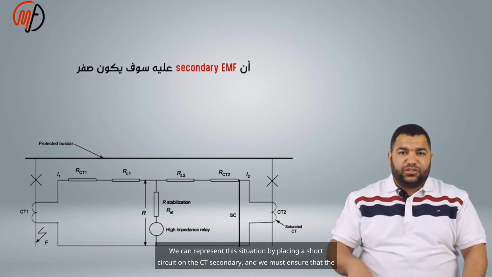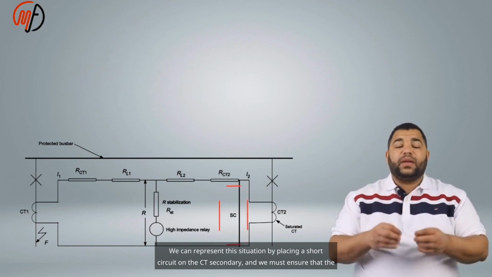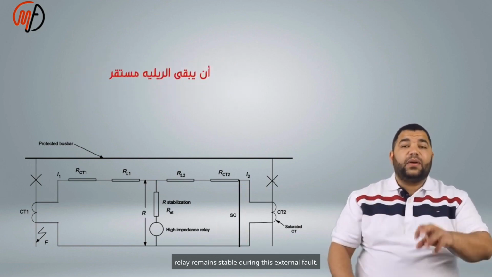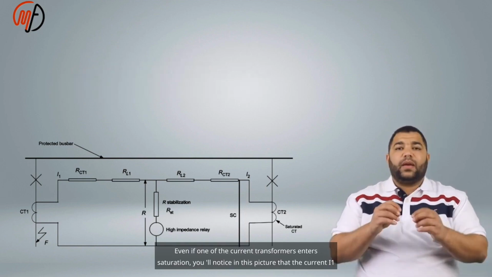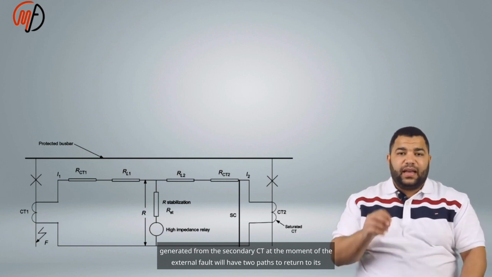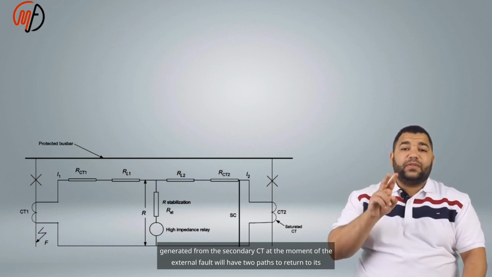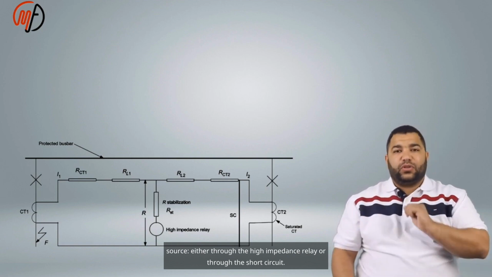We can represent this situation by placing a short circuit on the CT secondary, and we must ensure that the relay remains stable during this external fault. Even if one of the current transformers enters saturation, you'll notice in this picture that the current I1 generated from the secondary CT at the moment of the external fault will have two paths to return to its source, either through the high impedance relay or through the short circuit.